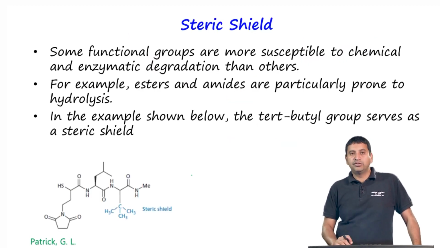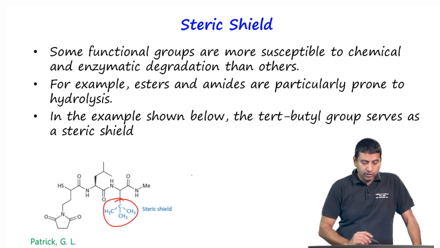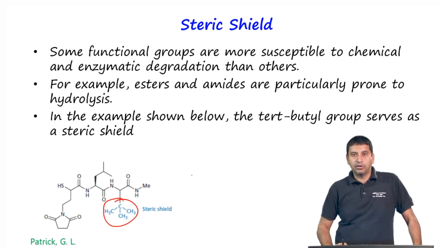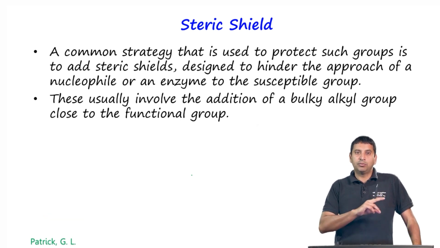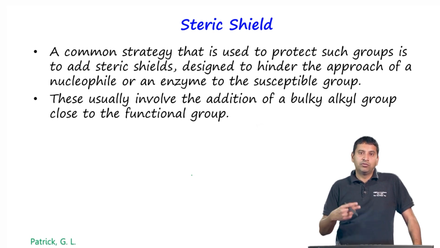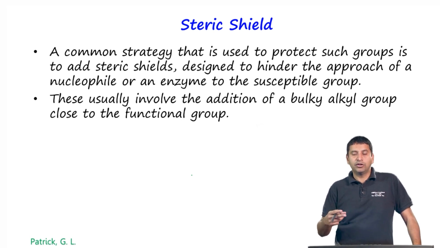So, just to recap, steric shield is a very useful concept because it helps in preventing chemical and enzymatic degradation. For example, esters and amides are particularly prone to hydrolysis. By adding a tertiary butyl group here, we can prevent this hydrolysis from occurring. Here the tertiary butyl group serves as a steric shield. A common strategy used to protect such groups is to add steric shields to hinder the approach of the nucleophile. These involve addition of bulky groups close to the functional group.